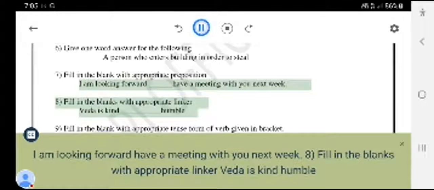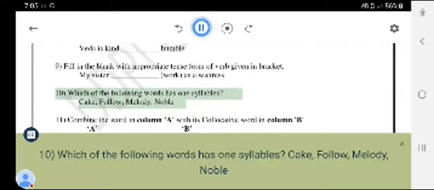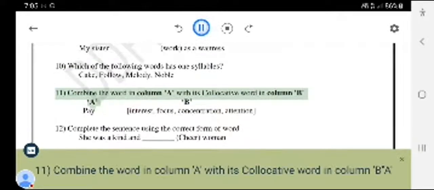8. Fill in the blanks with appropriate linker. Veda was kind ___ humble. 9. Fill in the blank with appropriate tense form of verb given in bracket. My sister is a waitress. 10. Which of the following words has one syllable? Cake, follow, melody, noble.